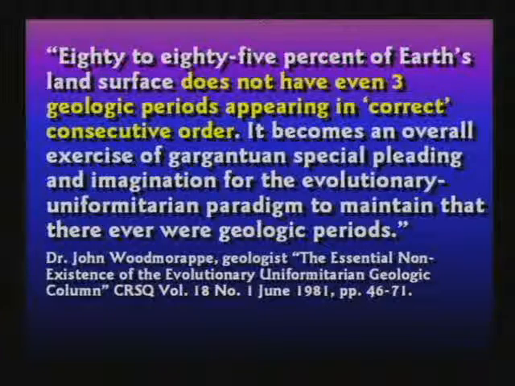Now, this is, though, what all of the evolution theory is based on. This geologic column simply does not exist. It's one of the lies in the textbooks. 80 to 85% of Earth's surface does not even have three geologic periods appearing in correct consecutive order. It becomes an overall exercise of gargantuan special pleading and imagination for the evolutionary uniformitarian paradigm to maintain there ever were geologic periods. The whole thing is baloney.